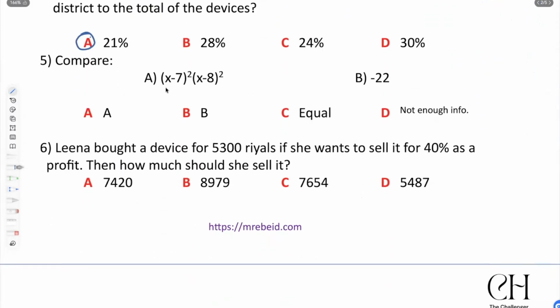Compare A, (x minus 7) all squared times (x minus 8) all squared, and B, negative 22. For A, you have values raised to the power of 2. You know that anything raised to the power of 2 has an even exponent, so it will cancel any negative sign that appears in the base. The same goes for this one, it is also an even exponent. So both values will be positive, and this value will always be positive. So the answer is A, because B is a negative number, negative 22.